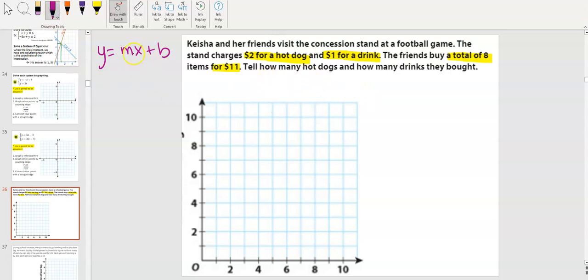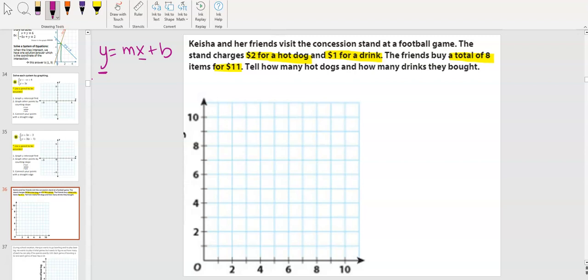Okay, so knowing that I'm eventually going to get in this format, there are going to be two variables that I need to find, a y variable and an x variable. If I look at my problem, there are two things that I need to find. I need to know how many hot dogs and how many drinks. Those are going to be my two variables. So we're going to let x equal hot dogs and y equal drinks.